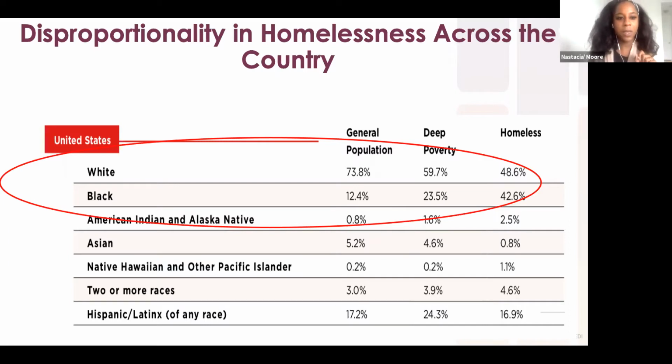Huge disparity. We look at Native Americans, they're 4 times as likely. We look at Pacific Islanders, they're 9 times as likely to experience homelessness based on their general populations. What is the story behind the numbers? And so, if we fast forward, next slide, please.